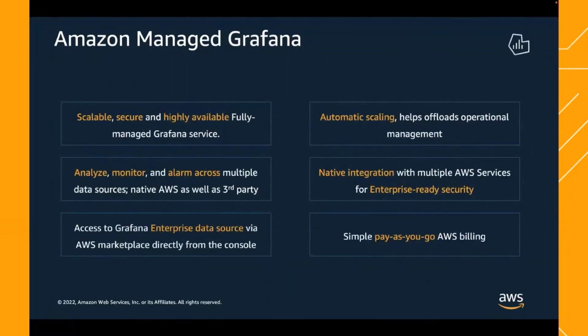Last but not least, Amazon Managed Grafana. Similar to Prometheus, we worked with Grafana Labs to offer Amazon Managed Grafana for the open source Grafana. It's again scalable, secure, and highly available, similar to the Prometheus service. But we also give you access to the enterprise data sources in partnership with Grafana Labs. It also allows you to auto scale, and this also helps you with offloading operation management. Because it's an AWS service, you have native integration with all the other AWS services as well.